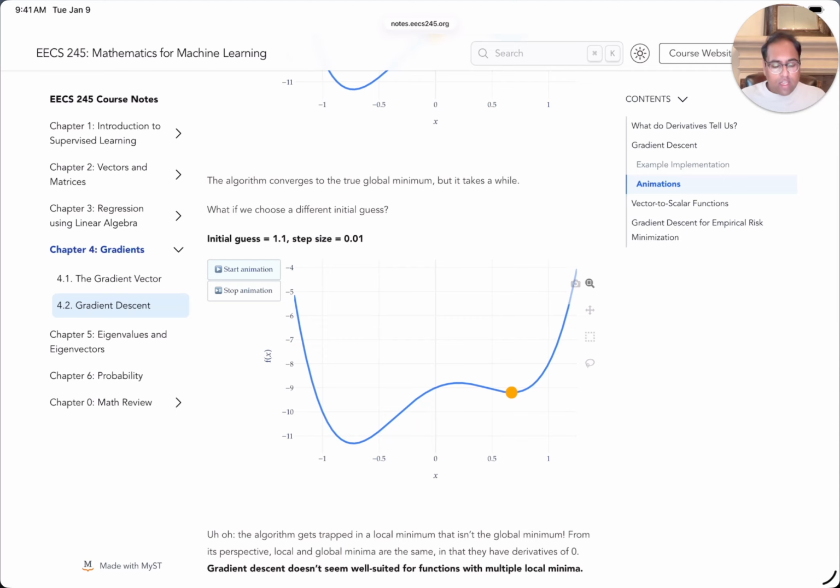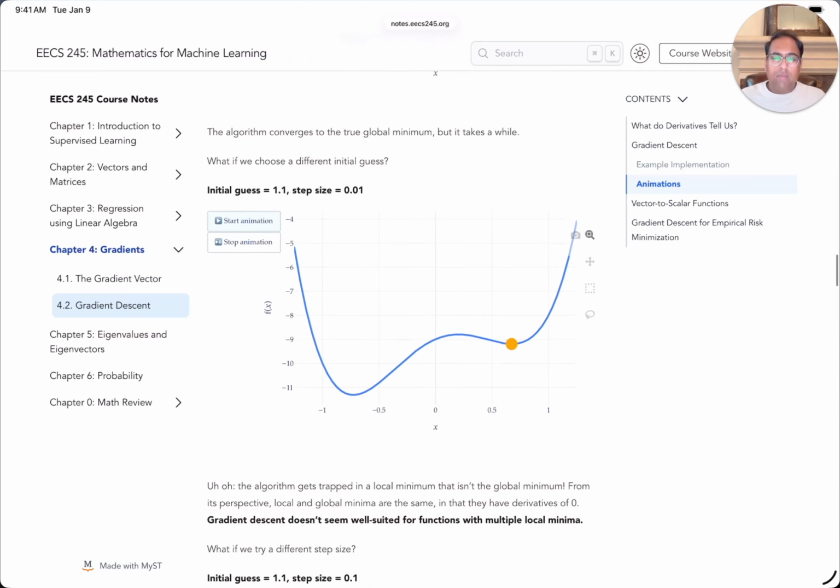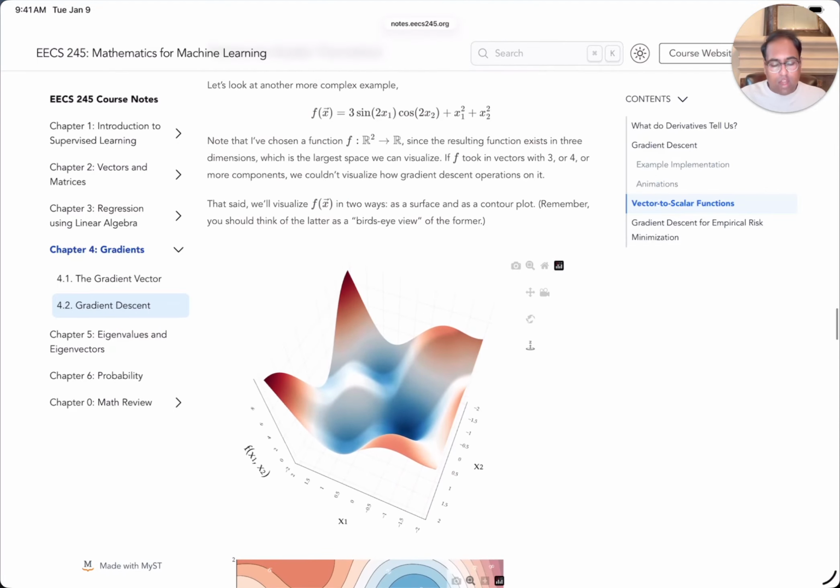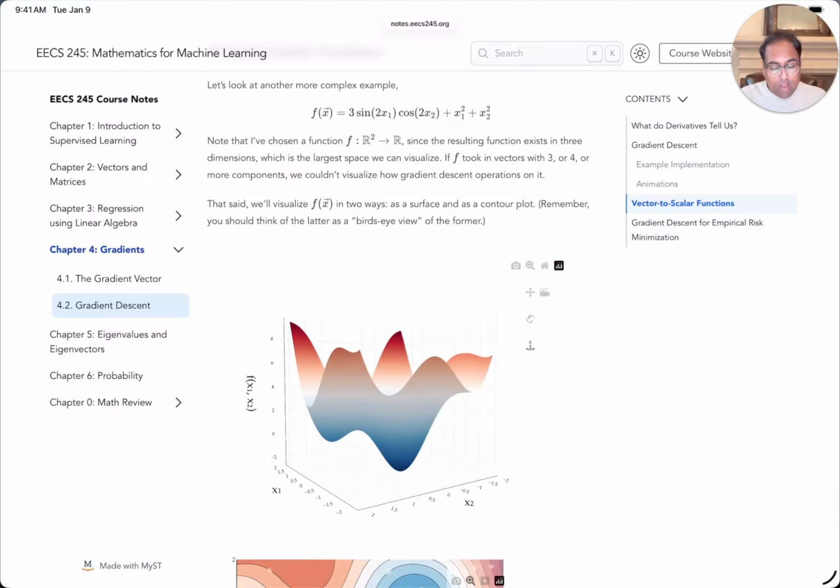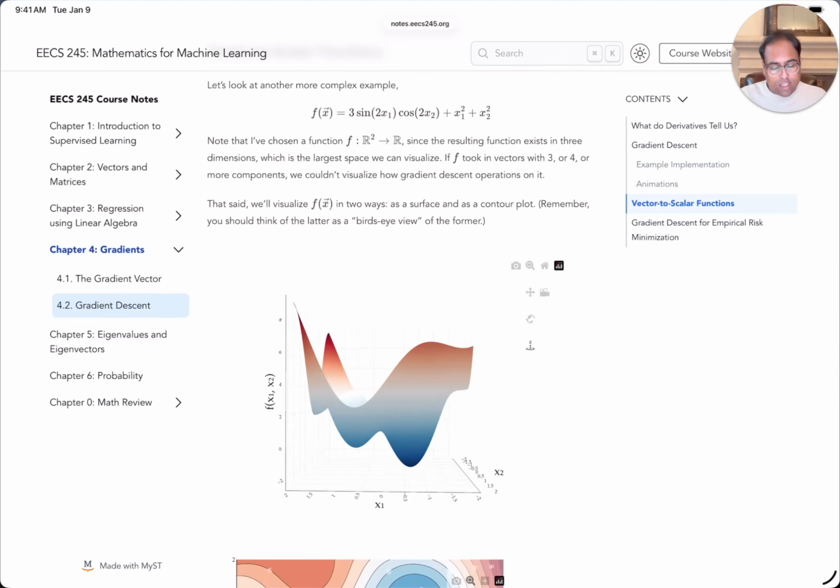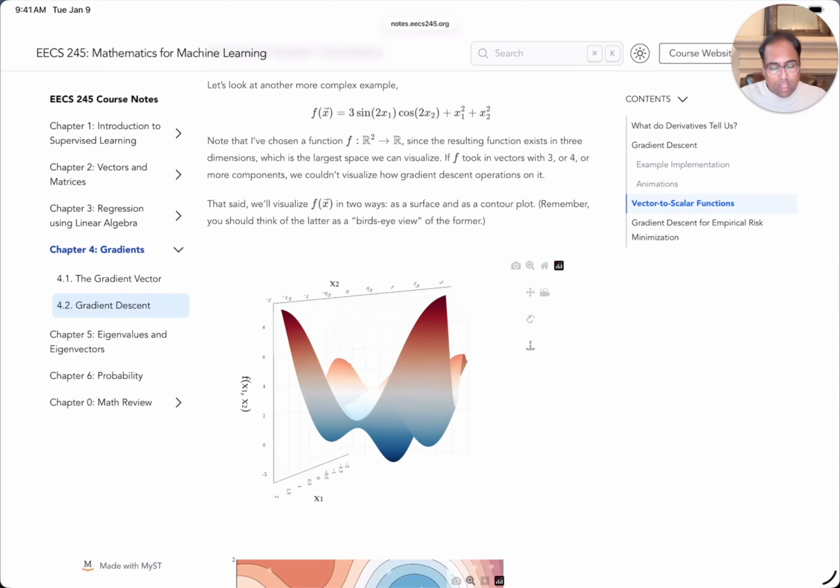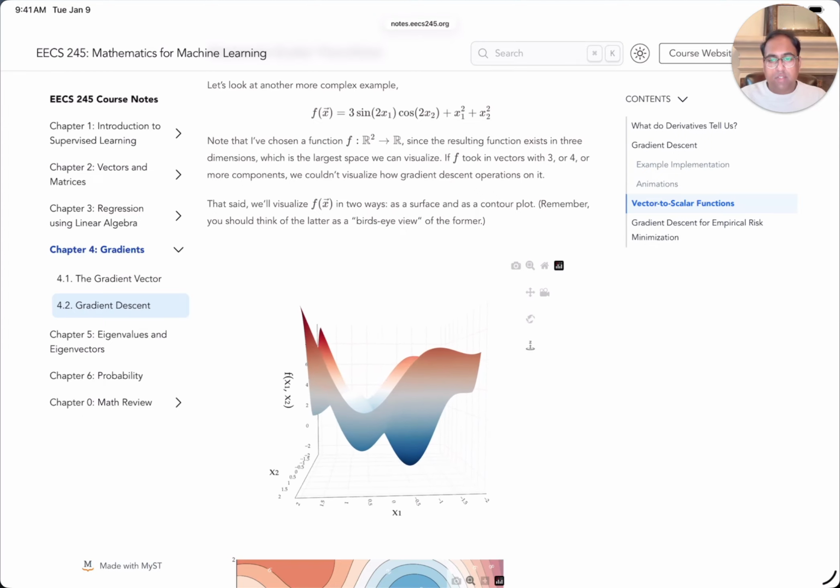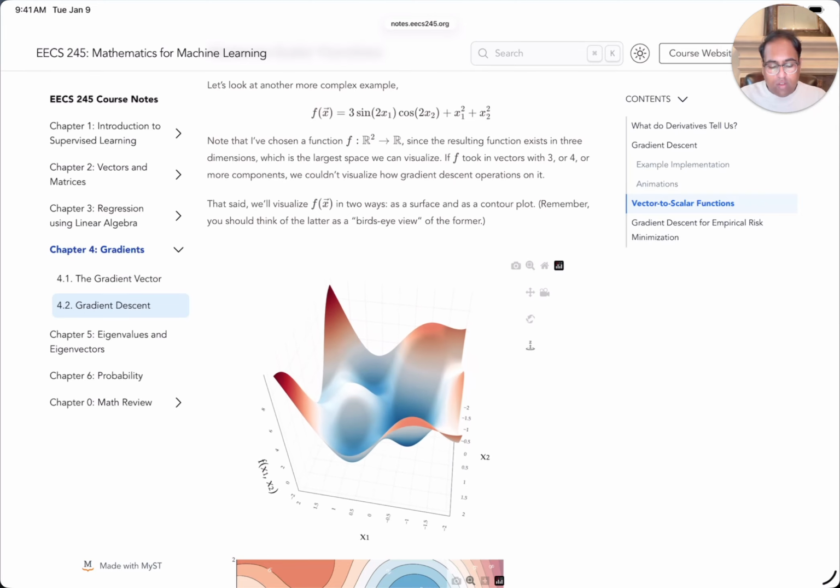stuck here. This idea of having a local minimum that looks, from the perspective of the algorithm, like a global minimum isn't unique to scalar functions. We also saw this happening in the more common, more general vector to scalar case. Remember, we looked at this example in 4.2. Here, depending on where we start the algorithm and what our step size is, we can get caught in one of these two local minimums rather than the global minimum.